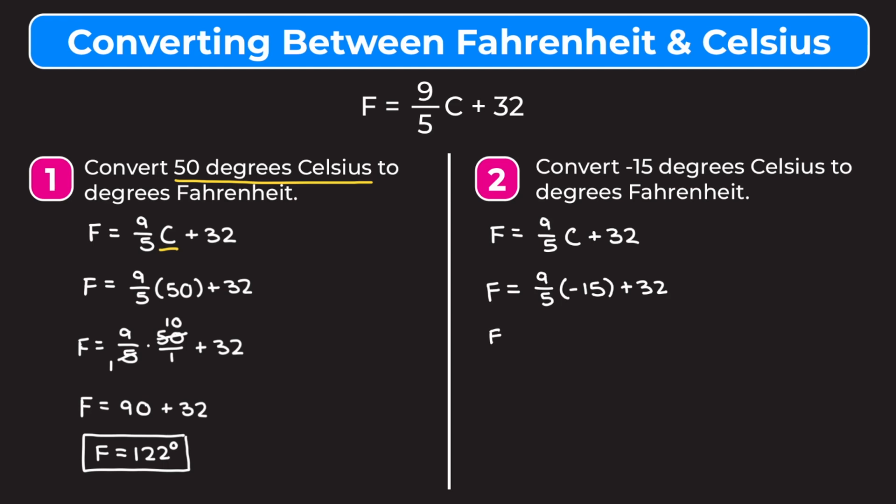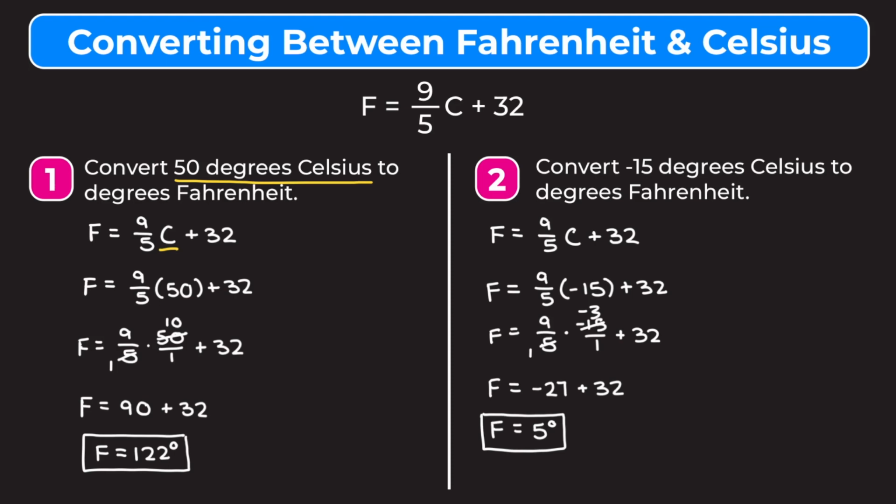And now we need to multiply 9/5 by negative 15. So we're going to keep 9/5 as it is, change negative 15 to negative 15 over 1. And now let's cross reduce. So I'm going to divide 5 and 15, or 5 and negative 15 by 5. 5 divided by 5 is 1. Negative 15 divided by 5 is negative 3. And now we want to multiply straight across. On the top we get negative 27, and on the bottom we get 1, so that's just negative 27. So we have negative 27 plus 32, and negative 27 plus 32 is the same as 32 minus 27, so we get 5 degrees Fahrenheit for our answer.